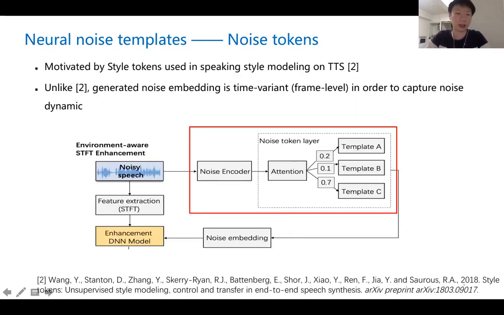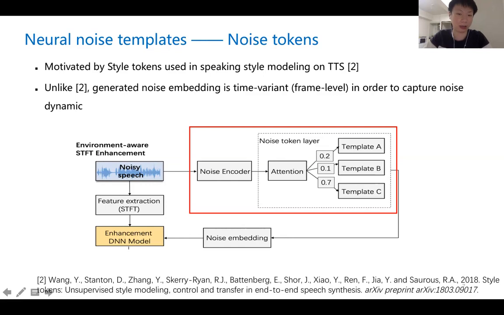address this problem. More specifically, the noise token module consists of a noise encoder, an attention model, and several noise templates. These templates are actually motivated by style tokens used in speaking style modeling in the field of TTS, and we borrowed the concept of their idea to the field of speech enhancement for modeling noise.